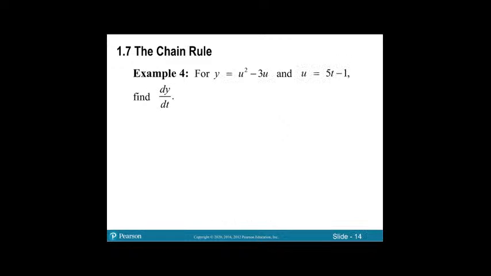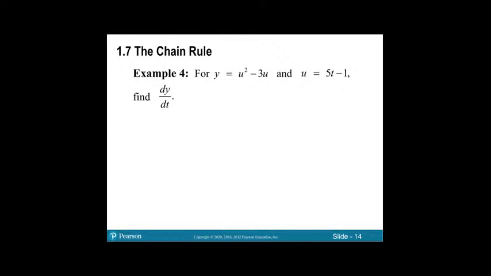So, example: for y equals this and u equals this, find dy by dt. Okay. I'm going to try it the way that I think they're doing it. What I would naturally do is just plug in, do the substitution, replace u with 5t minus 1, but then we would get a kind of bulky result. So I'm going to try it the way we just did the last one.